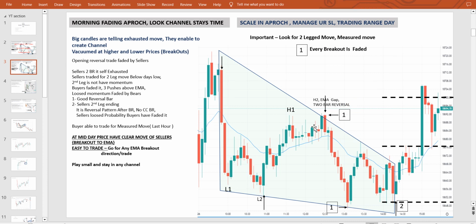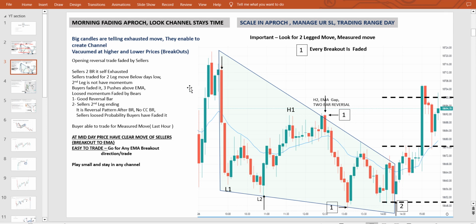In this buy channel, we can trade it for a two-legged move. If you bought anywhere on this bull bar or even this bull bar, and managed well, you can exit somewhere here after this bear bar. If you enter here, this is also a good swing trade. After seeing these sidebars, if you consider this bull bar or even this bull bar breakout to the EMA, and traded it by managing the SL at the low of the day, it is also a good trade.